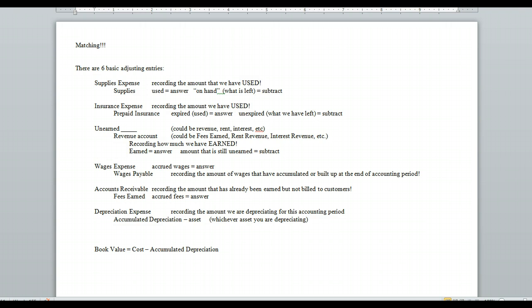Just to summarize, the debits and credits don't change. It's all about understanding the wording. What are we trying to record? For supplies, the amount that we have used. For unearned, the amount that we have now earned.